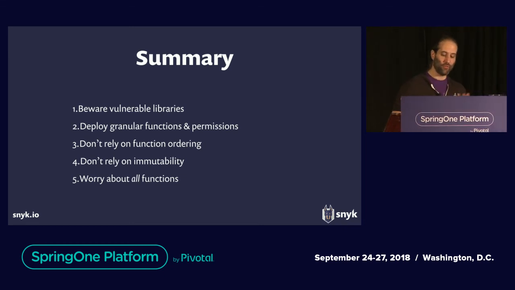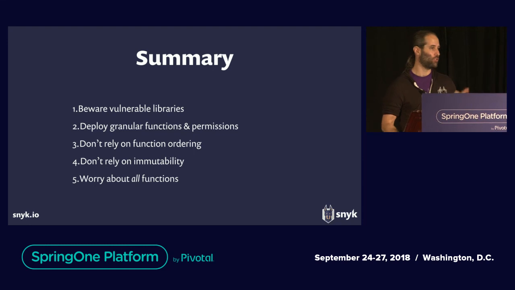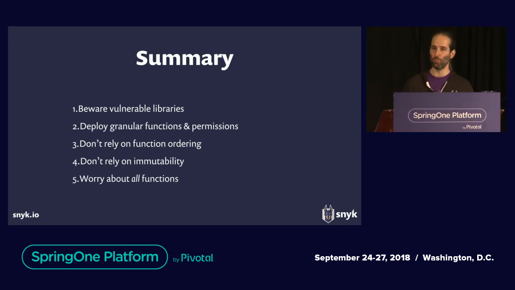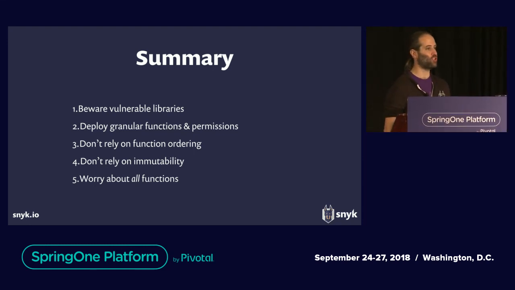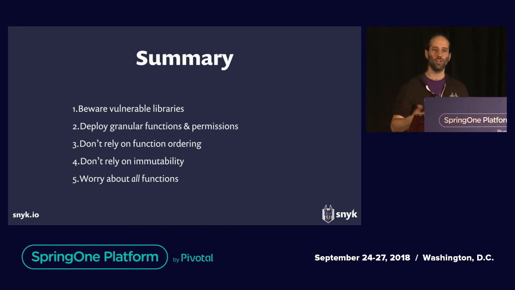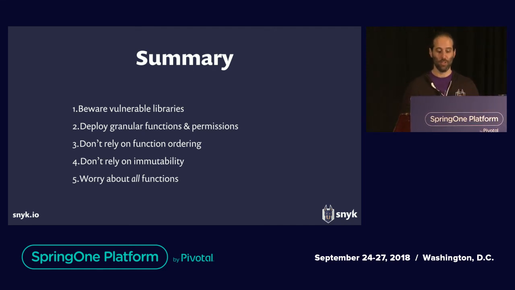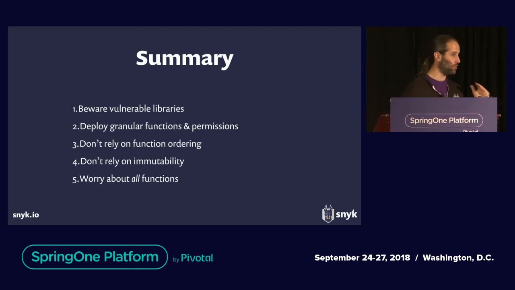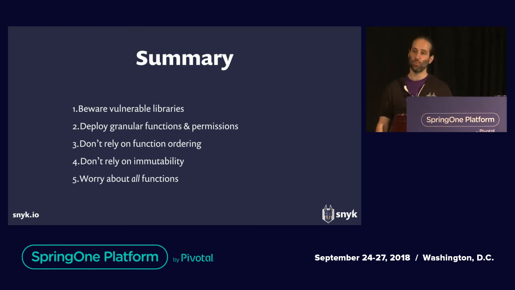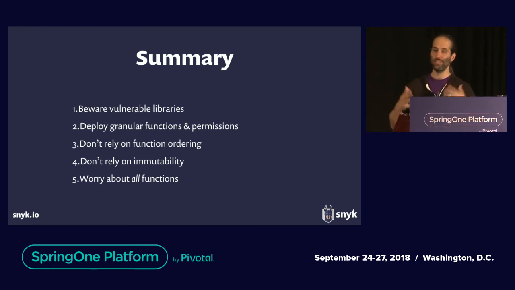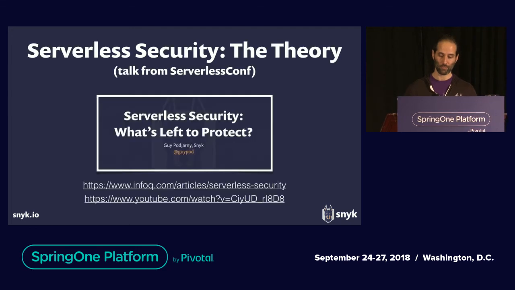So to summarize, we talked about 5 concerns that relate to serverless and cloud functions. 1, beware vulnerable libraries. This is really the new unpatched servers. It's not that new. It exists on regular servers as well. But in the world of serverless, unpatched servers are not much of a concern. Unpatched apps and those dependencies are. 2, you want to deploy granular functions and permissions. The platforms give you all the flexibility you want. 3, don't rely on function ordering. Think of every function as its own perimeter. 4, don't rely on immutability. Still think defensively. And 5, you have to worry about all the functions. Think ahead about how you manage those components.